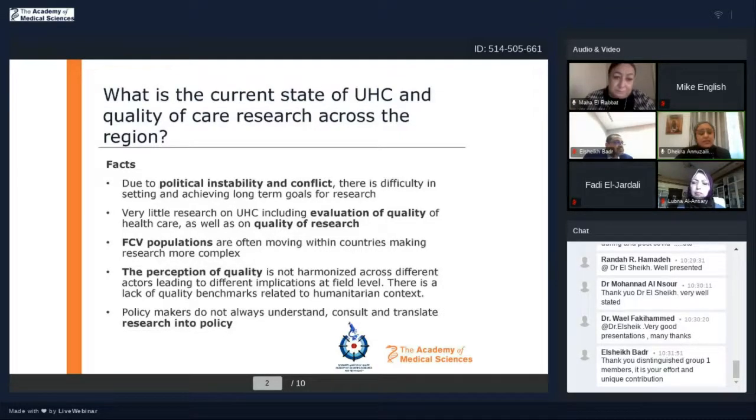Fragile, conflict and violent populations are often moving within countries and even outside countries, making research more complex in the long term. The perception of quality is not harmonized across different actors, leading to different implications at the field level. There is a lack of quality benchmarks related to the humanitarian context. Policymakers do not always understand, consult, or even translate the research into policies, and vice versa. Actually, other stakeholders like academia do not focus on reaching the policymakers and explaining the outcome of their research very simply to them.